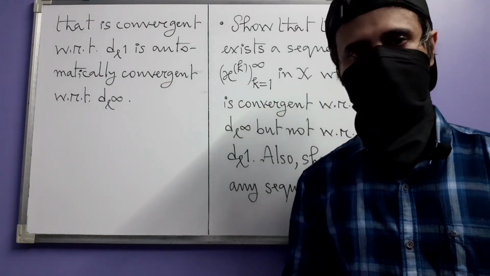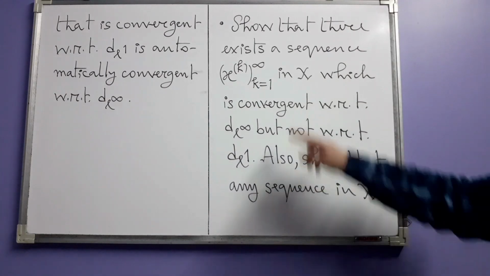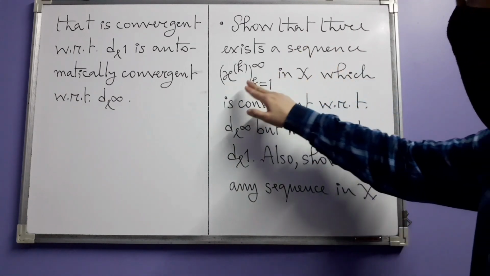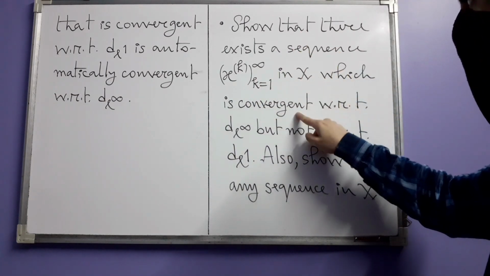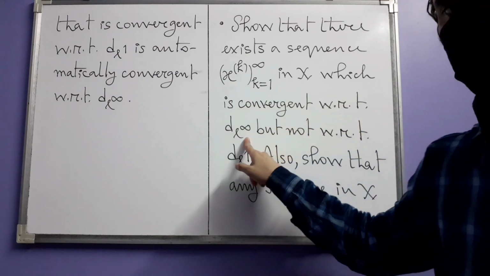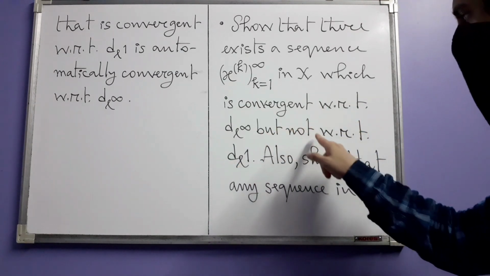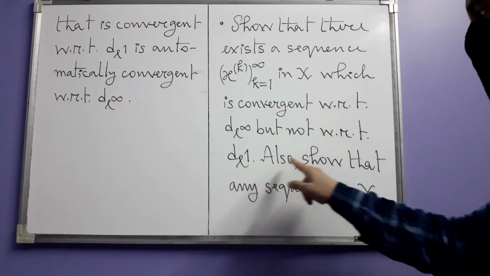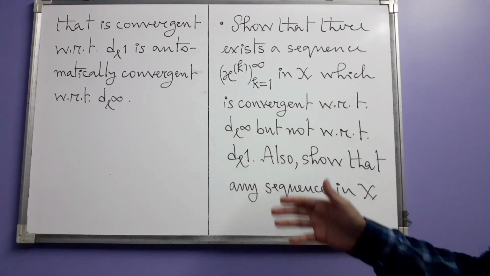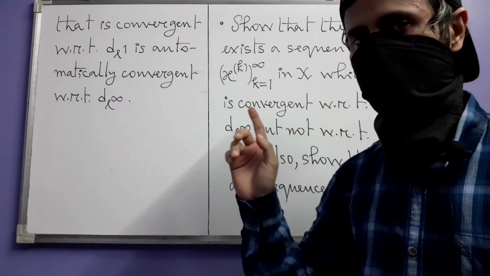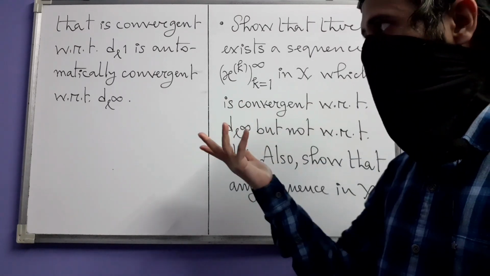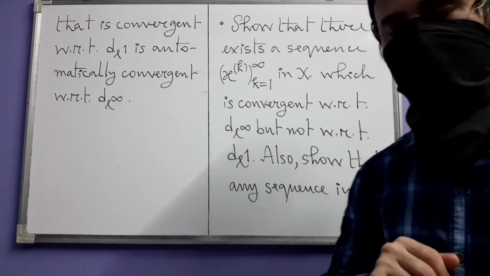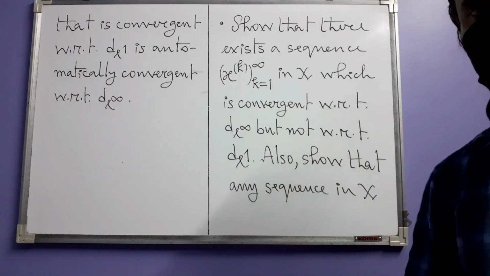So this is the second half of the exercise. We have to show that there exists a sequence xk in x which is convergent with respect to dl infinity but not with respect to dl1. However, we have to also show that any sequence in x that is convergent with respect to dl1 is automatically convergent with respect to dl infinity. So let us next prove these things.